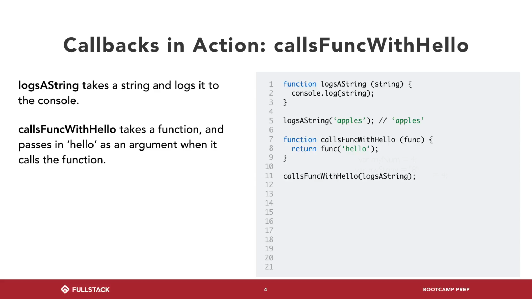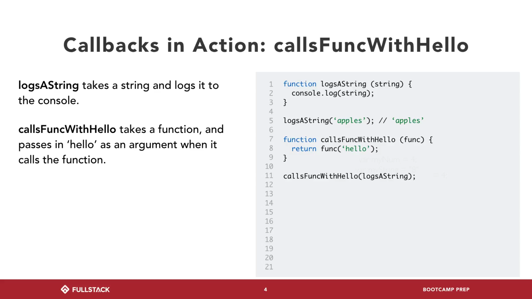Then we have this other function called calls func with hello, and it takes in a function. Oh no, Becky, it returns something, right? In addition to executing func. And we know we're executing func because on line 8, func is followed by open and close parentheses. So now when I run line 11, what do I get? It will log hello.